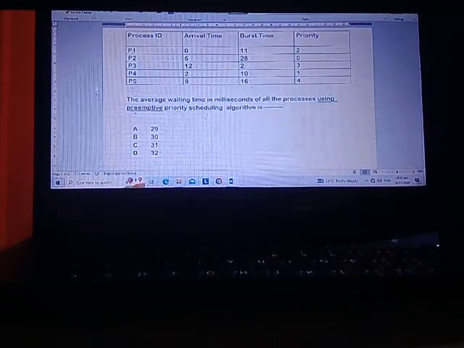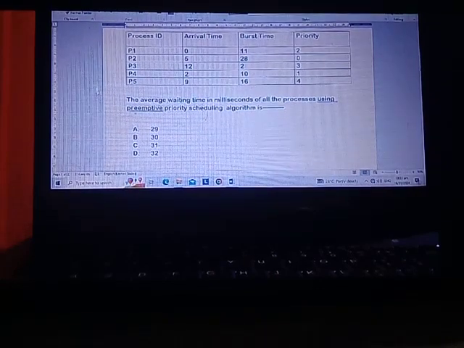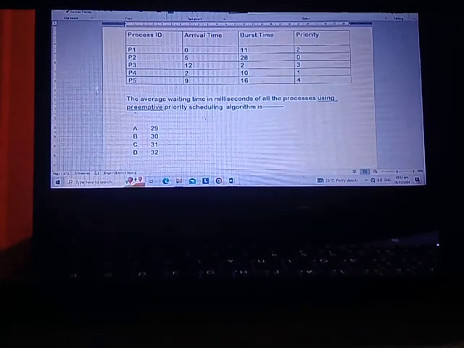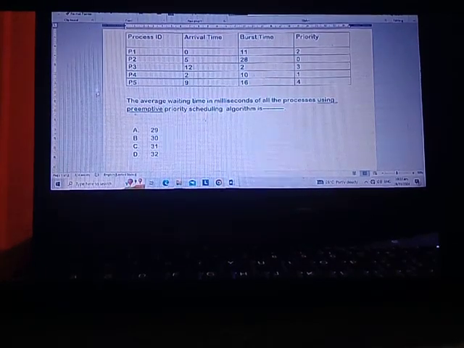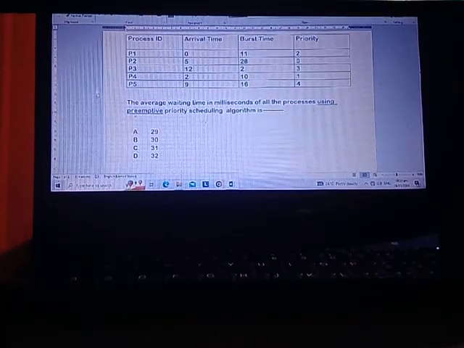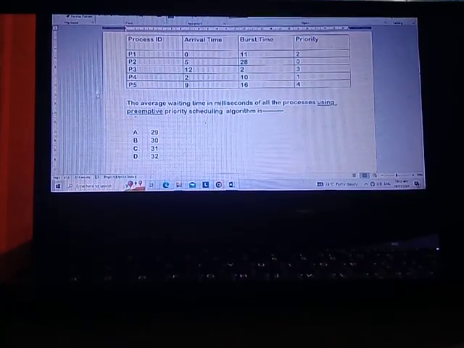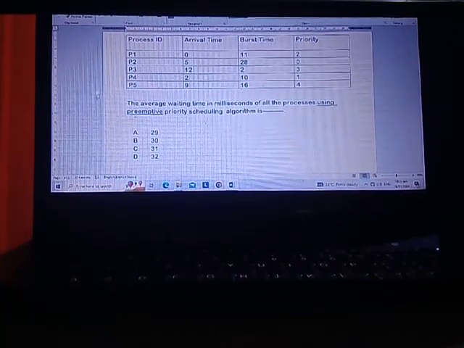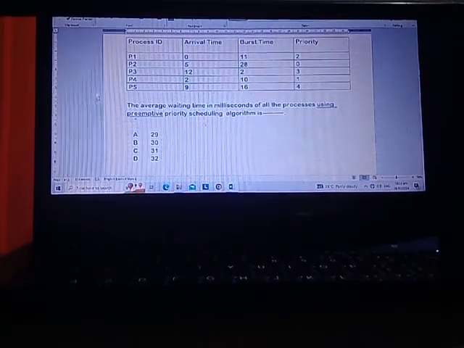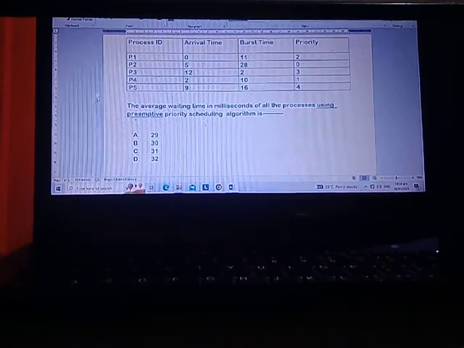And how long will P1 execute? It has to execute for 11 milliseconds. That is the burst time of P1. So did P1 execute for 11 milliseconds? No. Let's see why. That is because the next arrival time that we have is 2. At 2 milliseconds, P4 has arrived. So P4 arrives at 2 milliseconds, and let's see what the priority of P4 is. The priority of P4 is 1.